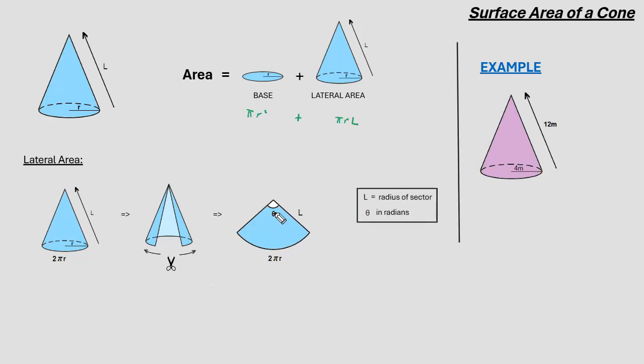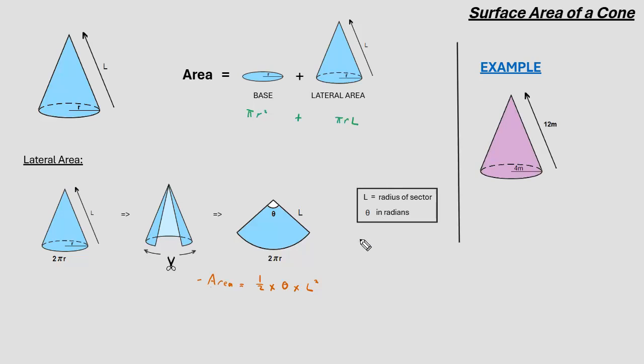As when this angle is in radians, the area of a sector can be found by doing a half multiplied by theta multiplied by the radius of the sector squared. And the area of this sector is the same as the area of the curved surface, just laid out flat, but this isn't quite the same as what we have here, so a little bit more work is required to obtain this sum.